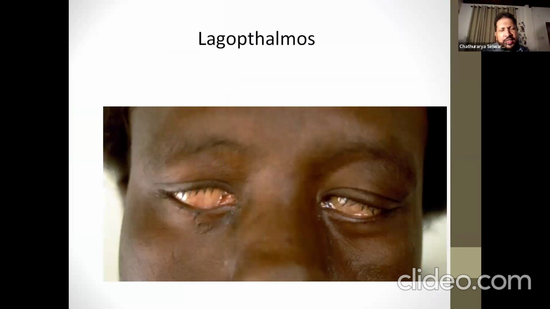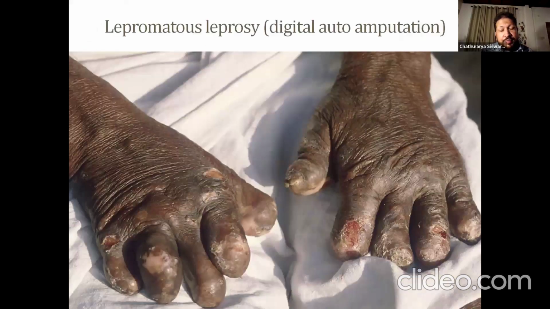Lagophthalmos is another complication due to damage to the facial nerve and resultant paralysis of the orbicularis oculi. As a result, it can lead to exposure keratitis, corneal scarring, and blindness. So eye manifestations are much more than this, but I'm not going to talk about all of that. There is no time. And we spoke about this as well.